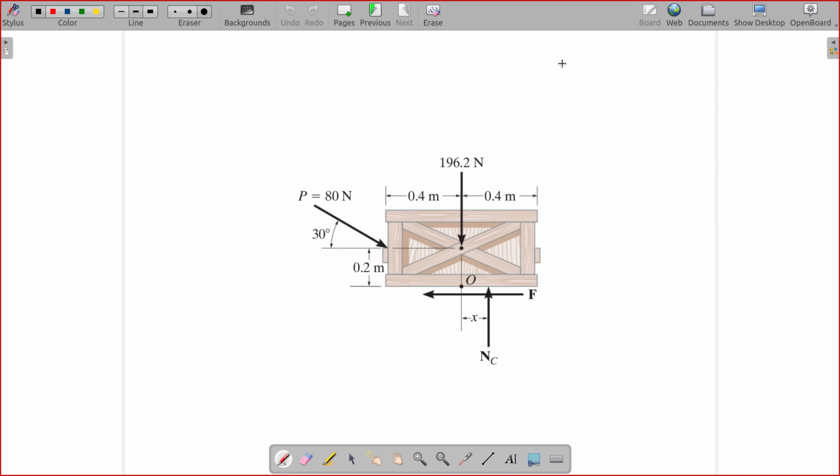Now writing down the equilibrium equations in x and y direction is very easy. Sigma Fx is equal to 0. Net force in x direction is equal to 0. How do we write it out? We consider one by one. From P what do we have? P cos theta, right? P cos theta, let's write 30 itself.